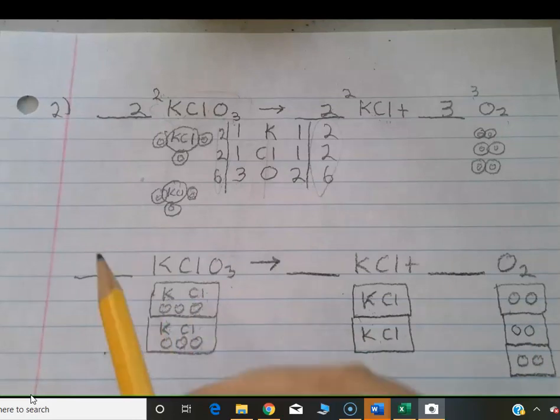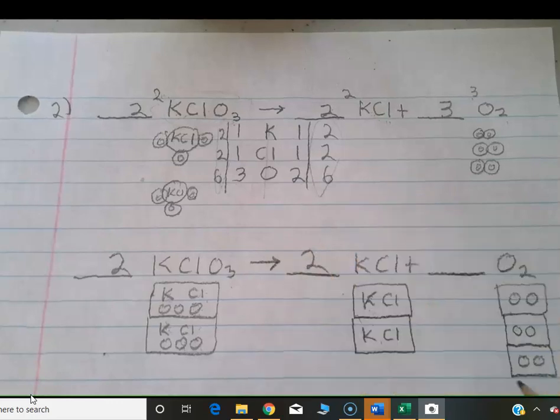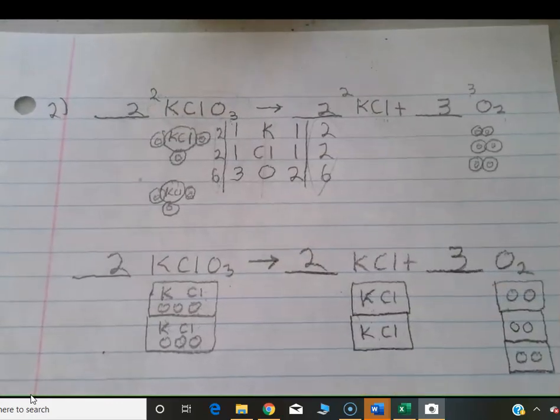So I simply count the boxes. 2, 2, and 3, and there is my balanced equation. Okay? All right.